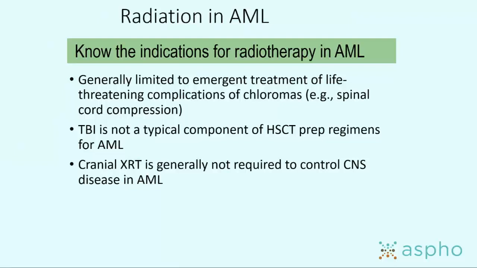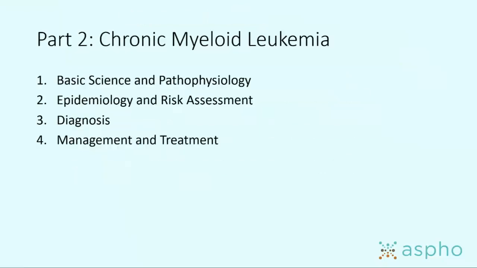All right, indications for radiation in AML are very few and far between. Generally, it's limited to treatment of life-threatening complications, like, for example, chloromas of the spinal cord. Sometimes you can do urgent radiation. TBI is typically not a component of prep regimens for AML, and cranial RT is generally not used. So radiation is not typically used for AML. All right, so cool. That was AML.